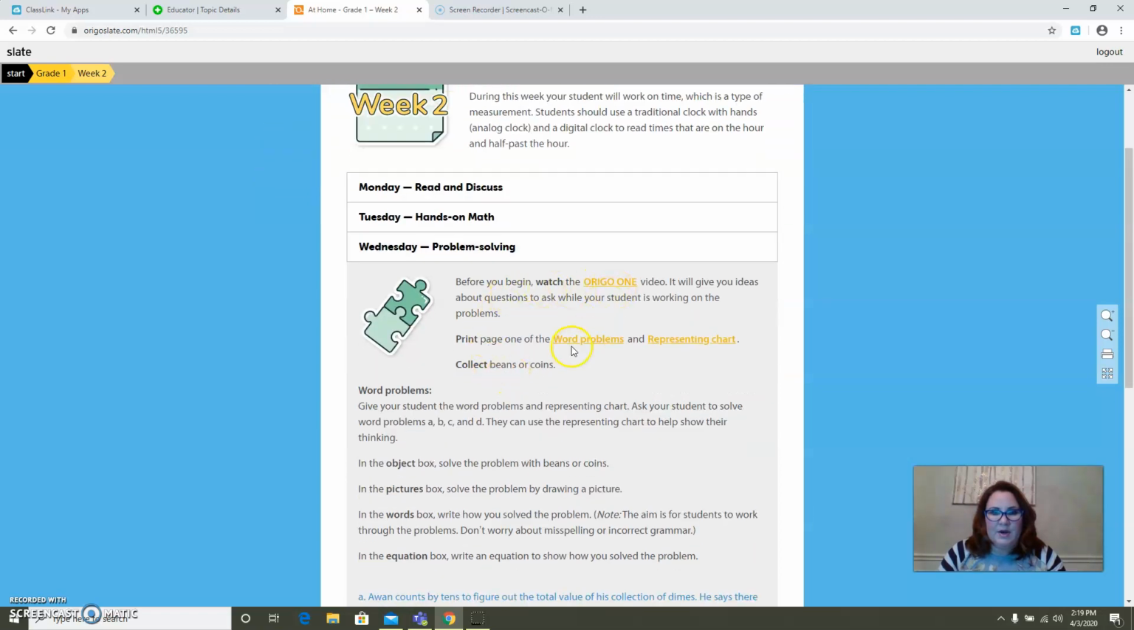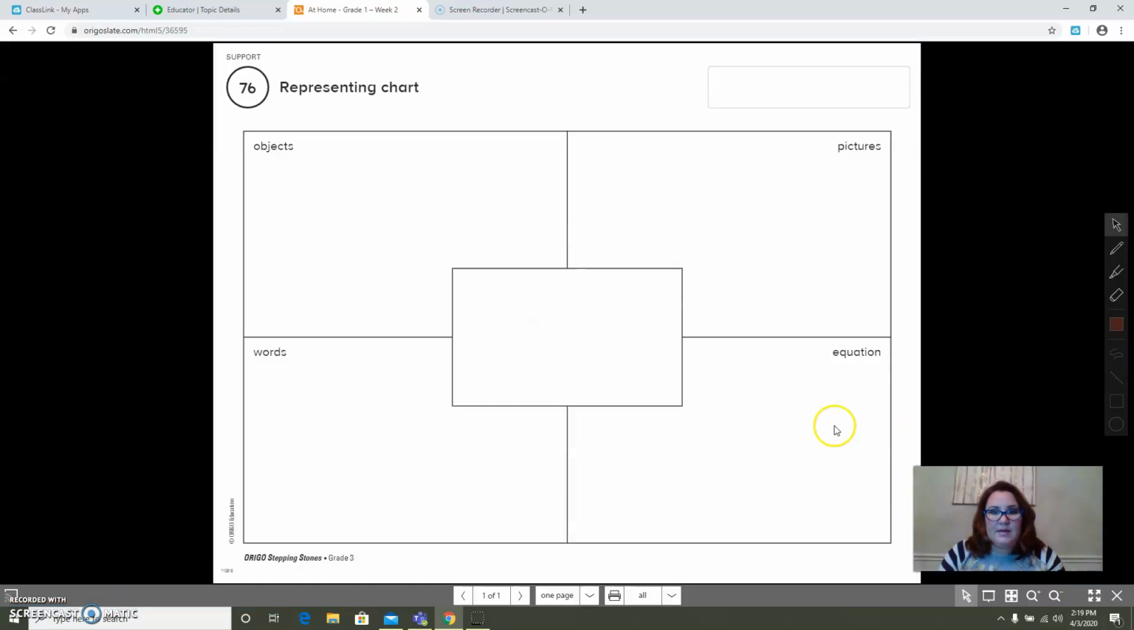And then right here where it says representing chart, that's what you're going to want to click. And it looks like this. So if you can print this at home, you can use this one. If you don't have a printer at home, then I'm going to show you another way you can do it.